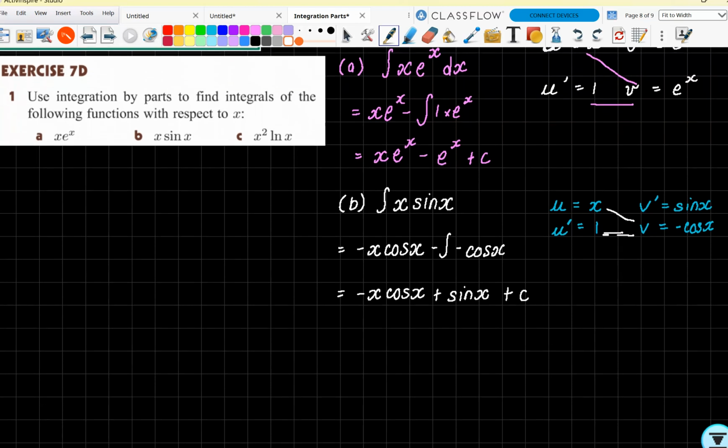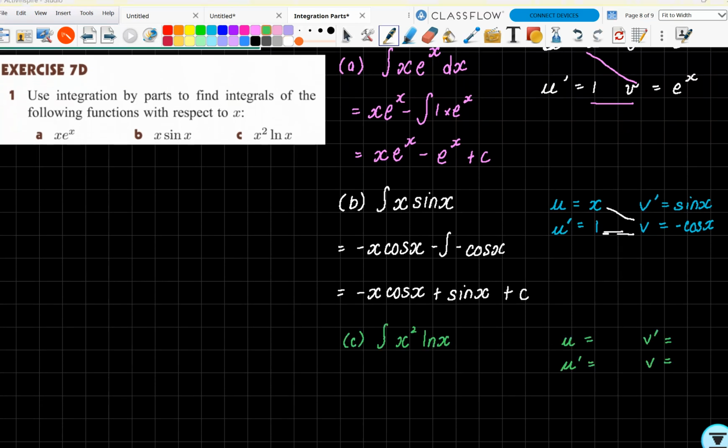Okay, let's keep going. Let's have a look at C. When we're doing this one, again, we're choosing our functions. Now, if you look at all of your rules, we can't put ln x here to integrate because we don't have any rules that help us integrate ln x. So we can only differentiate. So our choice is made for us. The ln x has to go there. Its derivative is 1 on x. And this time, x squared is our v dashed, so its integral will be x cubed over 3.